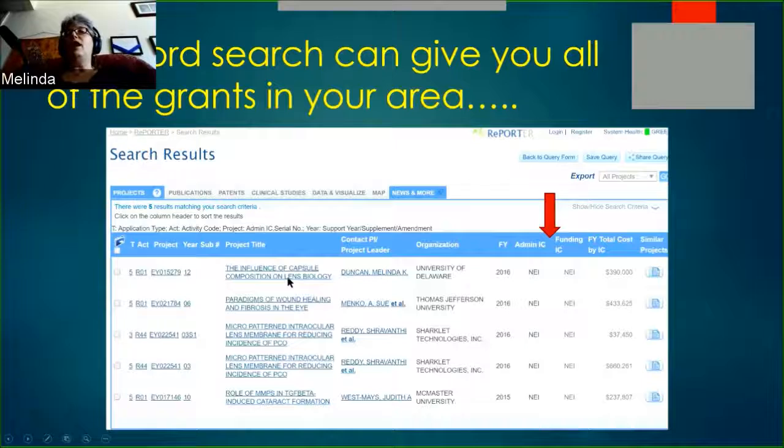Also, if I find a project that seems to fit, there's a little link here I could click, and it would pull up similar projects. So if I find one project in the area that is appropriate or similar to my work, I can click on similar projects and it will use its own internal keywords to find others.